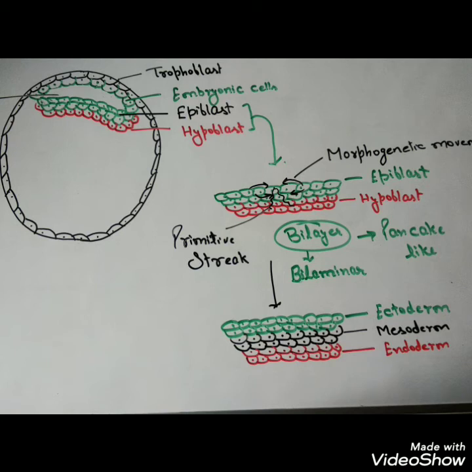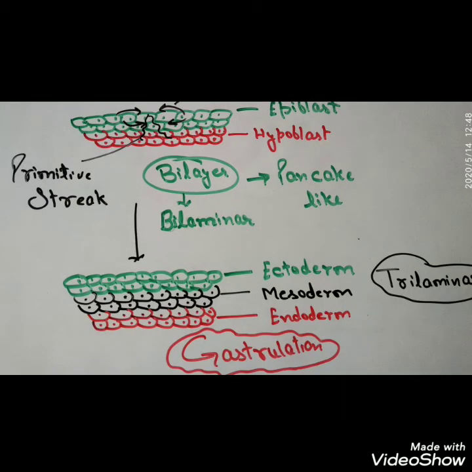The primitive streak contains cells which now give rise to the three germinal layers. The germinal layer which is present in the topmost layer is called ectoderm, indicated by green color. In the middle there is mesoderm, which has been shown by using black marker, whereas the innermost layer is called endoderm, that has been shown by using red marker.